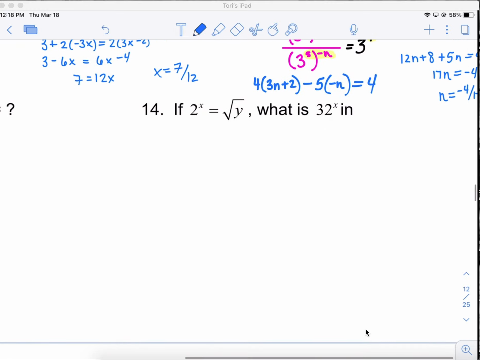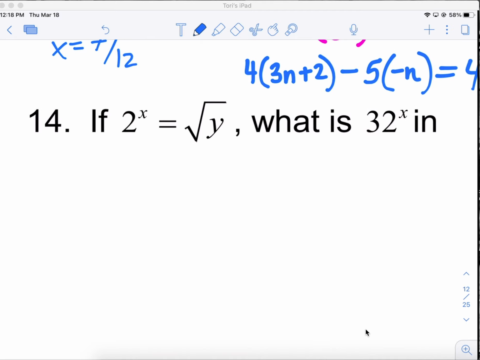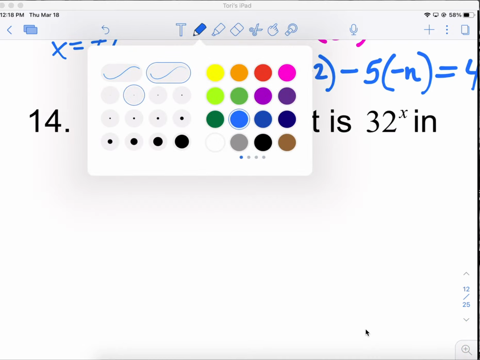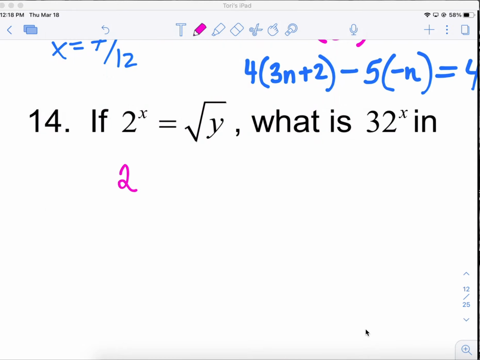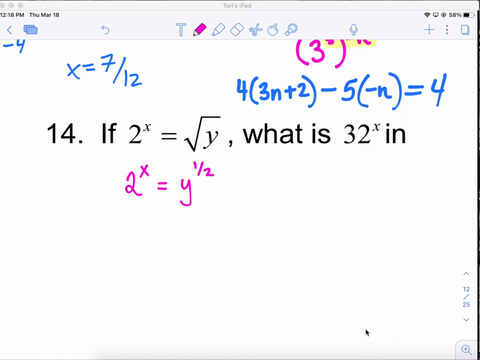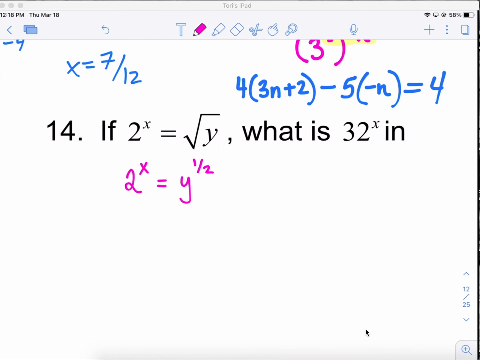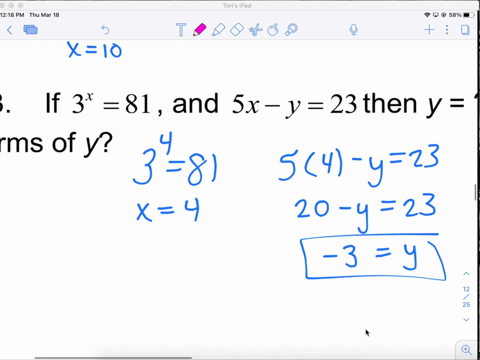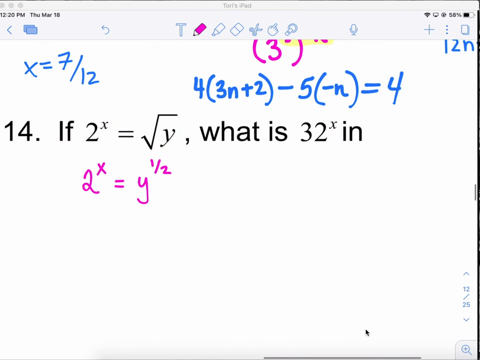Okay, so this one says if 2 to the x is equal to the square root of y. So let's go back and remember our exponent rules. So 2 to the x is equal to y to the 1/2. Okay, it says what is 32x? And I think the rest of the problem circled around over here. It says in terms of y. So it wants to know 32x in terms of y.